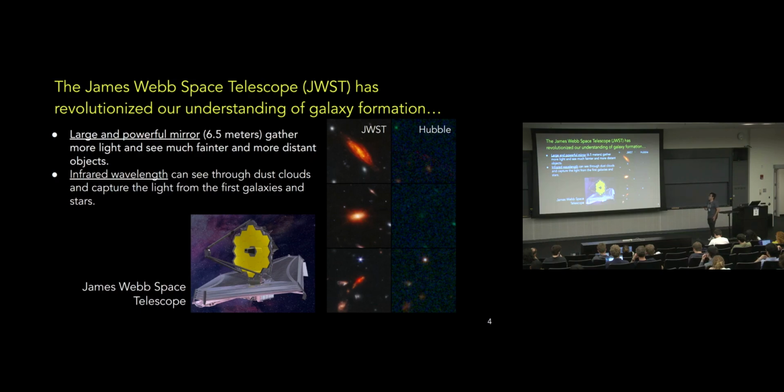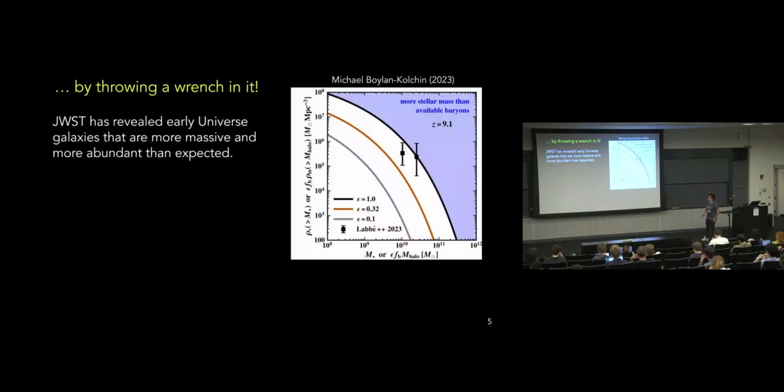And JWST revolutionized the galaxy formation field by also, in a way, throwing a wrench in it. It has revealed populations of galaxies that are much more massive and more abundant than expected. Here, for example, you can calculate the mass of galaxies in the universe. With JWST, you can infer from the number of galaxies, how massive they are, and at what volume of the universe, how much mass there is. And it's reaching the limit where it almost violates lambda CDM.